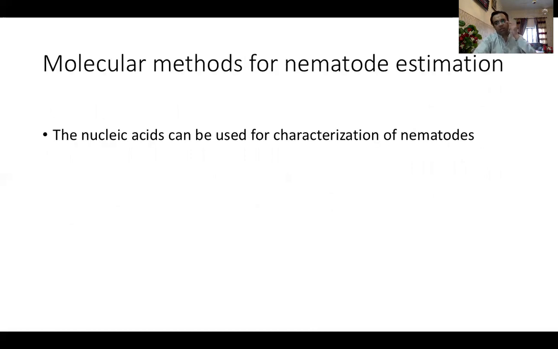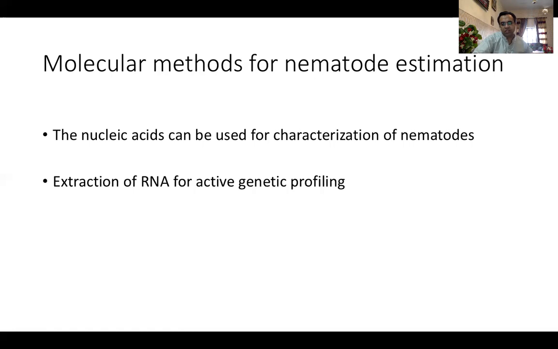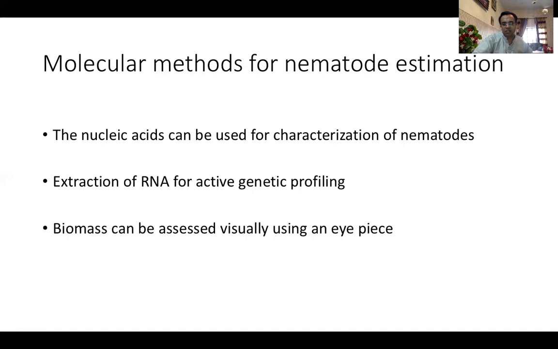Then, apart from this morphological or phenotypic method, there are some molecular methods for nematode estimation. In this case, nucleic acid can be used for characterization of nematodes. Similarly, RNA extraction is used for active genetic profiling, and then biomass can be assessed visually using an eyepiece.